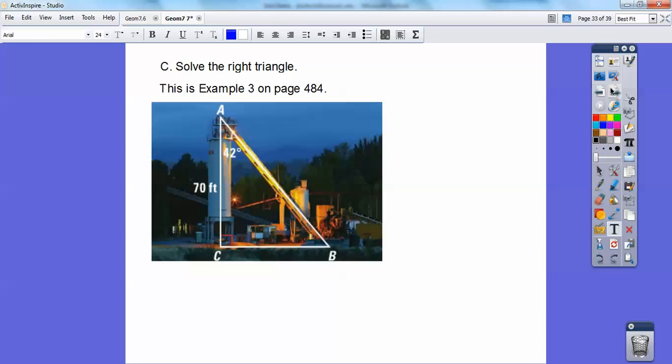Solve the right triangle. So here's this right triangle. When it just says solve the right triangle, they say find everything that's not given. So if that's 42, there's my right angle, and that's 70. I have to find that angle, this side right here, AB, and this side down here, CB.